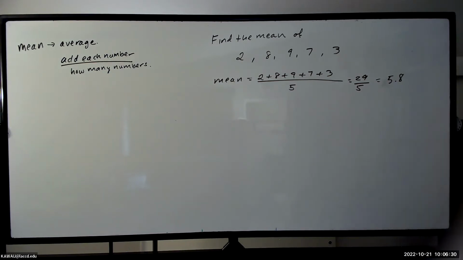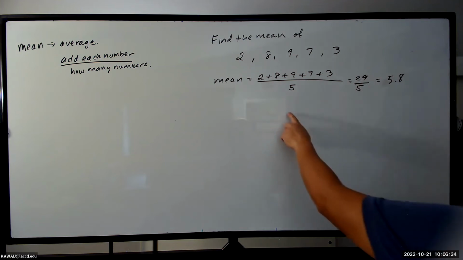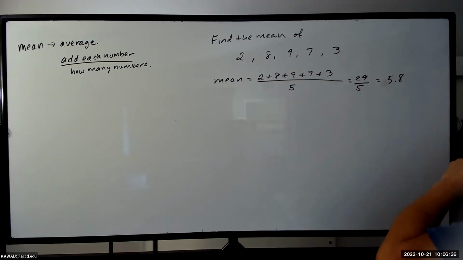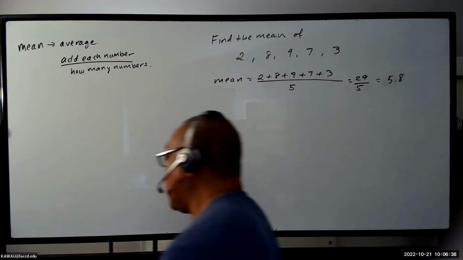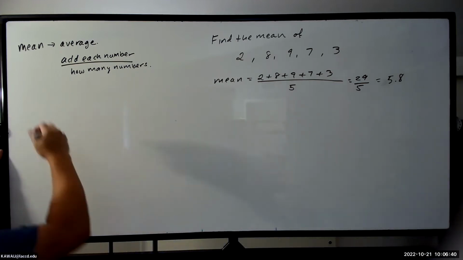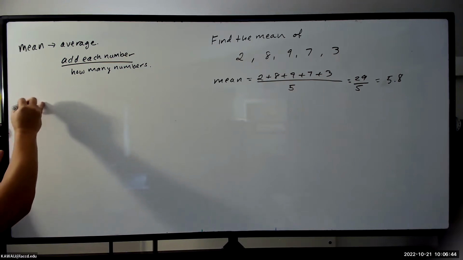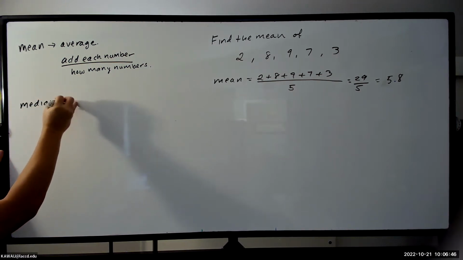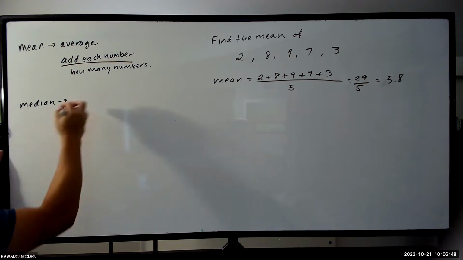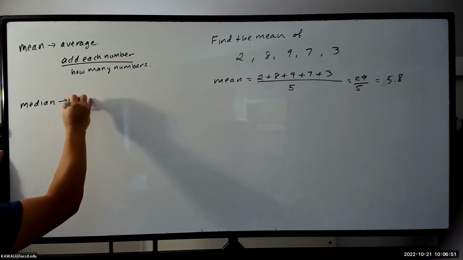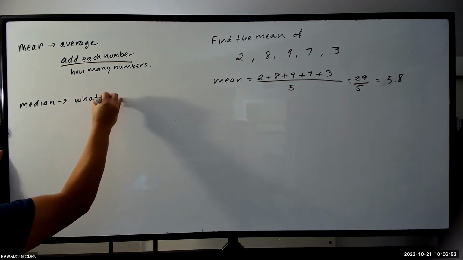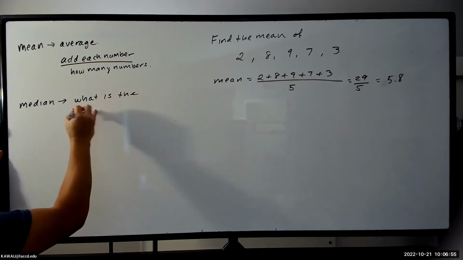Okay. So usually when we say mean is average, students are okay with this one. The ones that students get wrong more often are mode and median. So let's look at median. Okay. So median is the middle number.